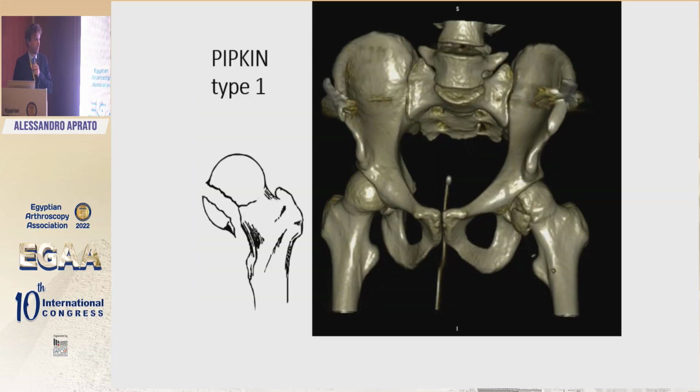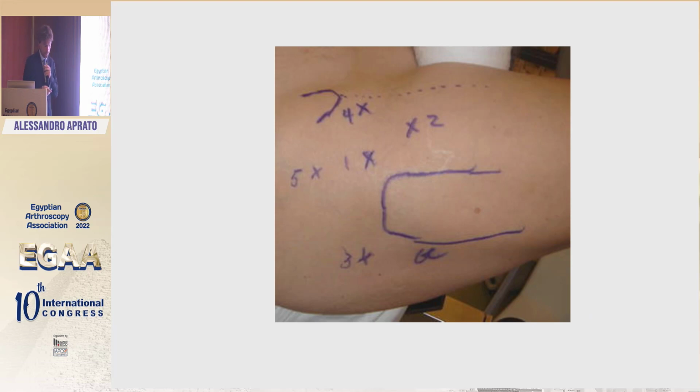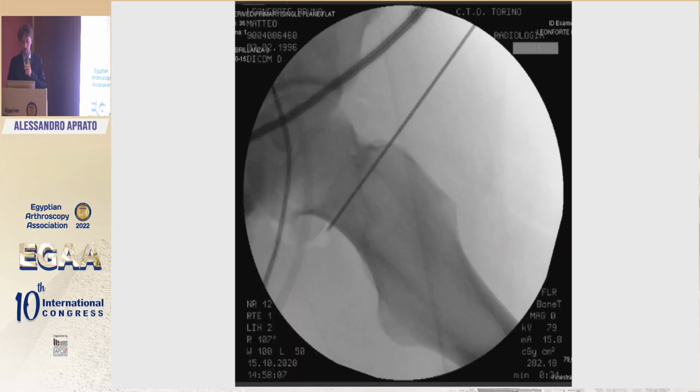This is a Pipkin one. You can see the fragment down here, there. I do that supine with no traction, with a figure 4 position. You will see later on why. I use the balloon technique, popularized by Dienst. I hope he's listening to me. I use the superior portal, which is number 5, and the anterolateral portal, which is number 1. With those portals, you can get easily to the fragment.